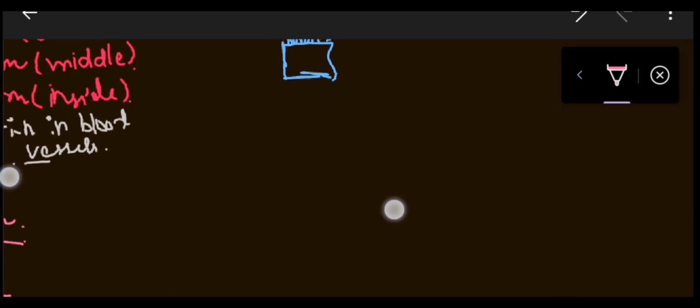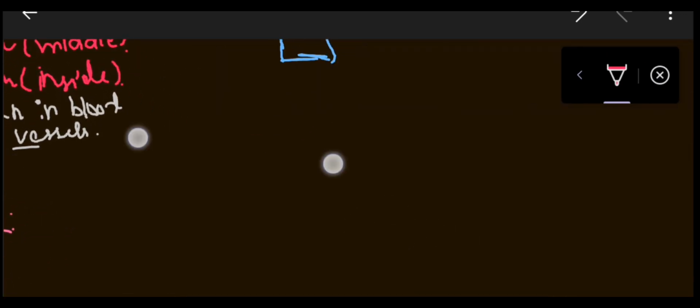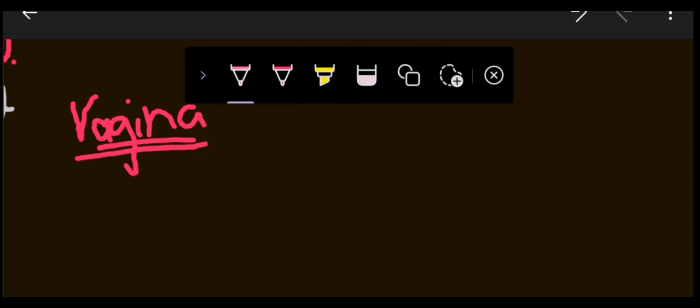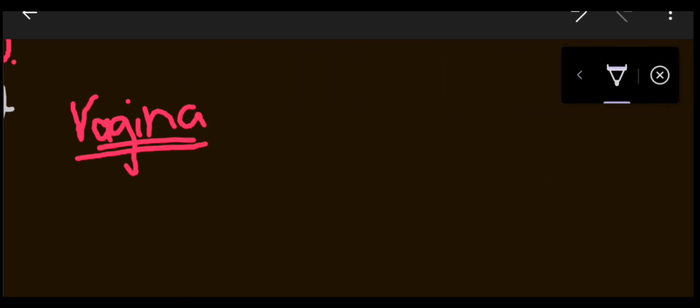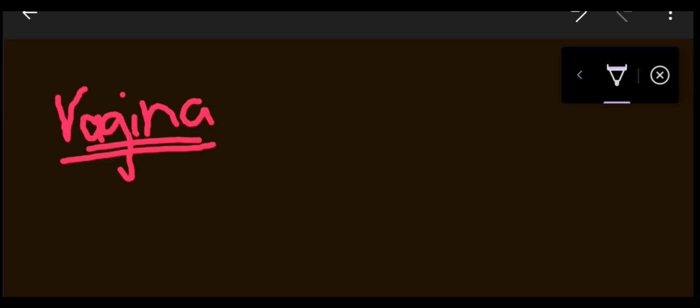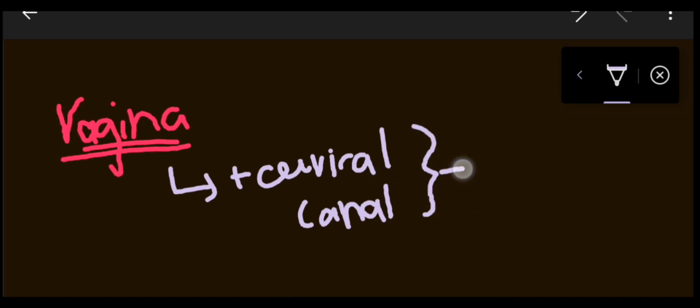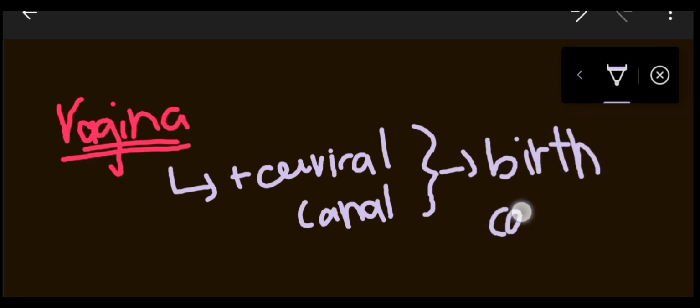What about the vagina now? The vagina, plus if we add the cervical canal, then that forms the birth canal. This question can be asked: vagina plus cervical canal is known as birth canal.